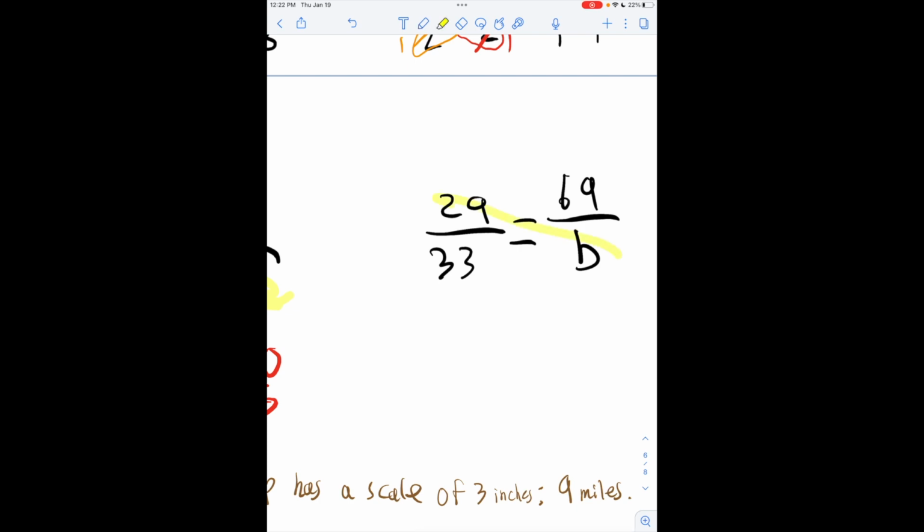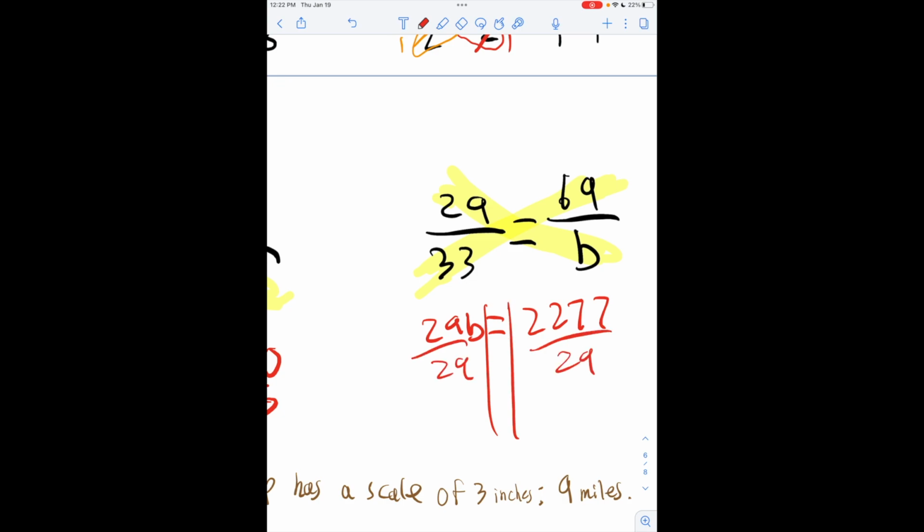Same idea over here. Let's cross multiply, this time solving for B. So when I simplify, I get 29B equals 69 times 33, 2,277. Divide by 29 and get B is about, so we didn't get a whole number, let's say 7.51.